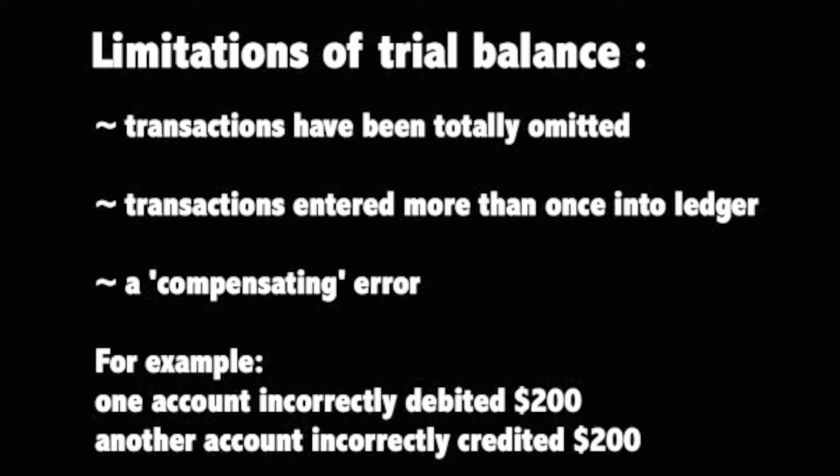Trial balance has its limitations too, such as it can't determine whether there's a transaction that has been totally omitted, or any transactions that enter more than once into the ledger, or a compensating error. For example, one account has been incorrectly debited $200 while another account has been incorrectly credited $200.